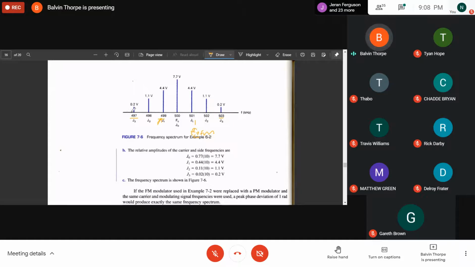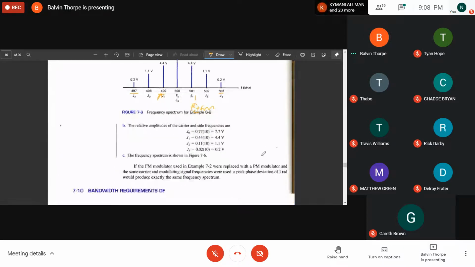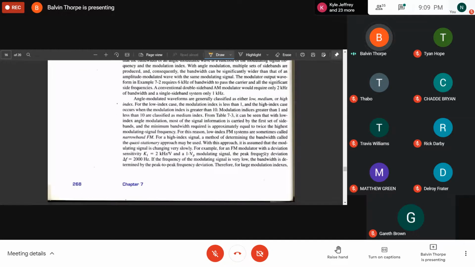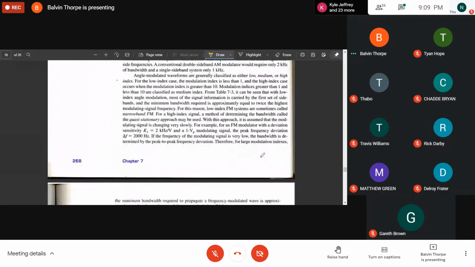Upper minus lower. That's what bandwidth is. But Mr. Carson mathematically came up with an estimate. And he did it because of the premium of frequency.